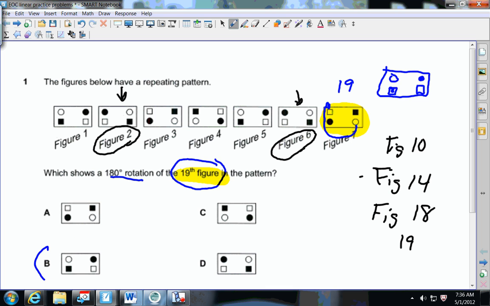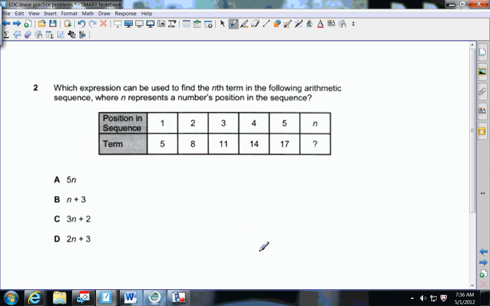Your answer should be B, because it is a two-part question. First, you need to find the 19th figure, then you need to rotate it 180 degrees. These are the type of questions that are going to happen because there's going to be a two-part process to it. The next one, if you're watching the video, I'd pause the video and come back and see if you can find the right answer.